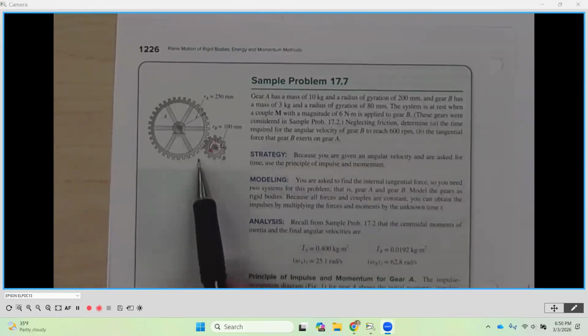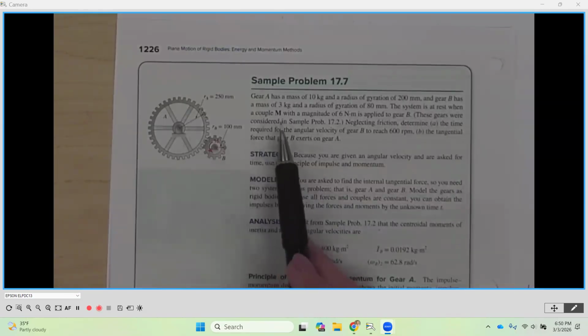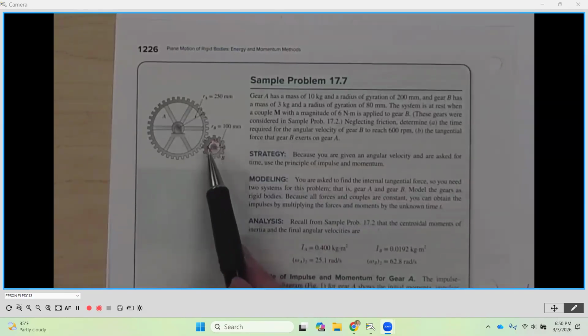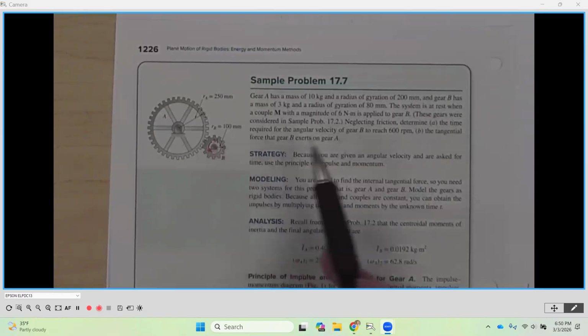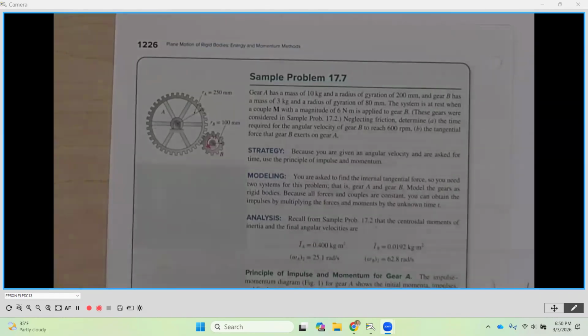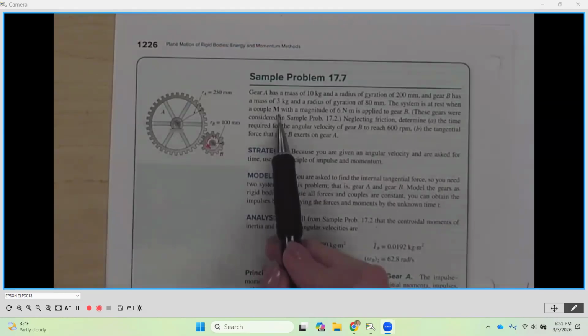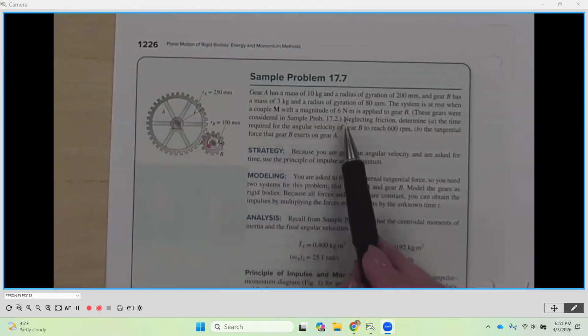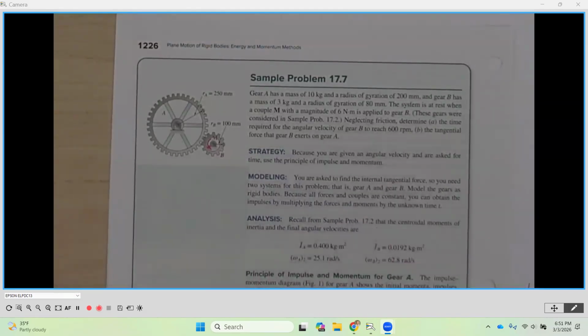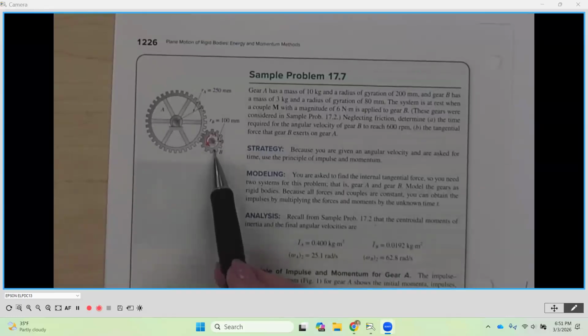The system is at rest at this moment when a couple M, okay, so M you'll notice is on B, and that couple and moment mean the same thing. I haven't used that terminology very much, but they really are the same thing. So if you see couple and moment, they are the same. And you'll notice that couple, capital M moment, has a magnitude of 6 Newton meters, is applied at that gear.